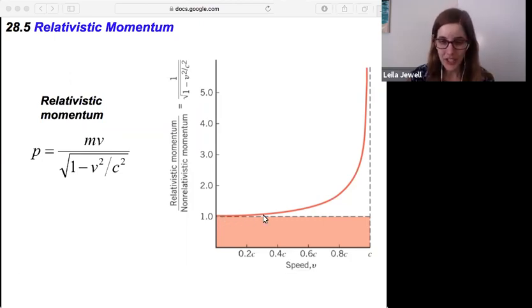But as the speed increases and approaches the speed of light, the momentum does not increase linearly. The relativistic momentum is going to increase much more rapidly than the non-relativistic momentum. And so momentum gets bigger than it would without relativity. Without relativity, you'd have too small of a value of your momentum.